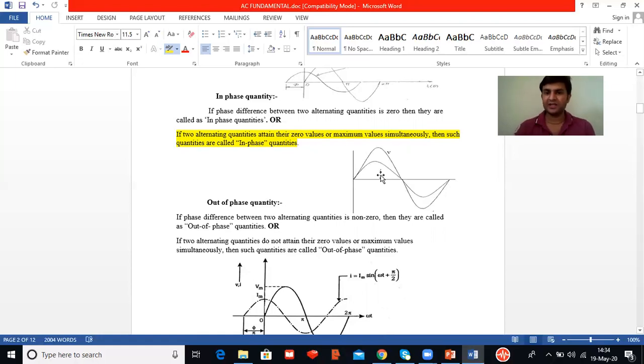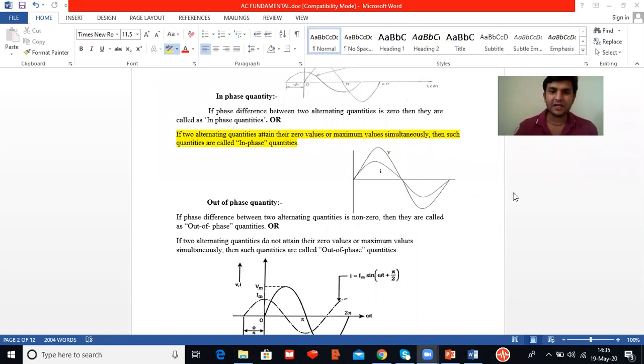See here, these two quantities, this is the current and this is the voltage. These two quantities attain their zero position, their maximum position and their minimum position simultaneously. Then such an alternating quantity is called an in-phase alternating quantity.